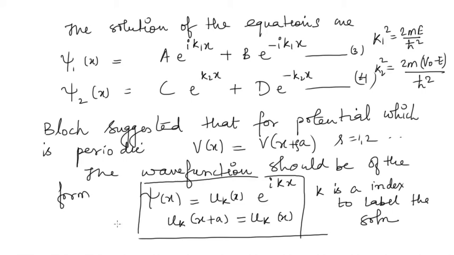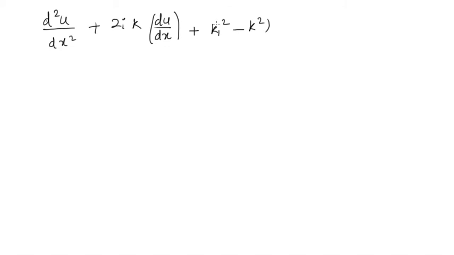Now if I substitute this wave function in the Schrödinger equation, what do I get? This is equation number 5. I get d2u upon dx square plus 2ik du by dx plus k1 square minus k square, and this you can easily check by substituting your wave function. This is understood when x is 0 to a, so basically it is u1.